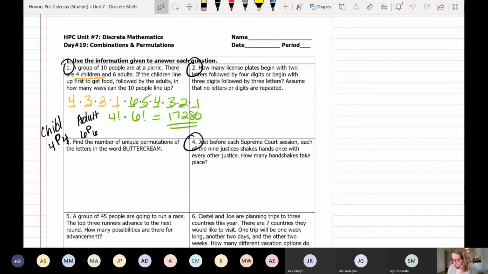The word and is in the problem somewhere. We have 4 children and 6 adults. That tells us that we're going to multiply those 2 answers together. So we would end up with the same thing, 17,280. You could do permutation for this one. I think it makes a little more visual sense to do the different events, like the children lining up first and then the adults lining up second, but it doesn't really matter. You're going to get the same answer either way.